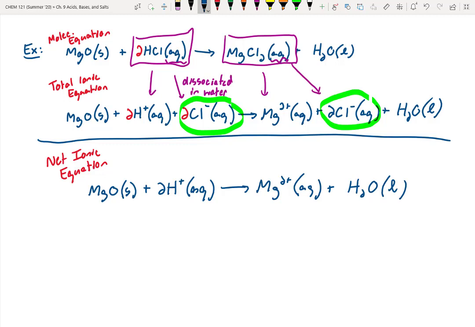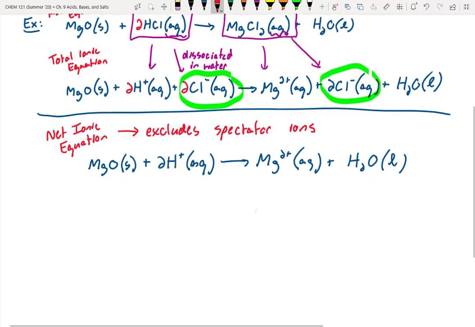All right, so it is important to remember that the net ionic equation excludes spectator ions. All right, I hope that makes sense. As we can see, this is an oxide, so we're not going to get any CO2. We're just getting our salt and water out. All right, let's take a look at another cool property.